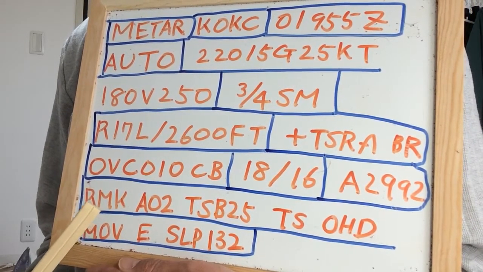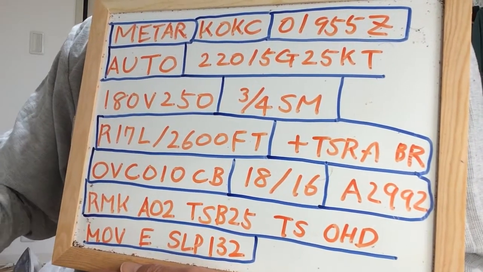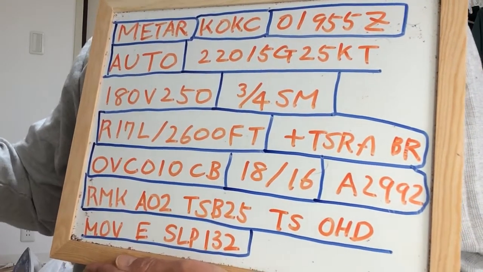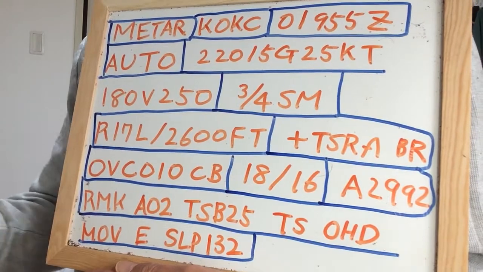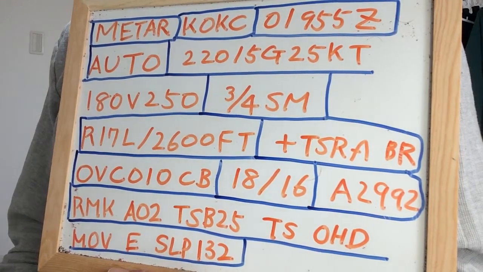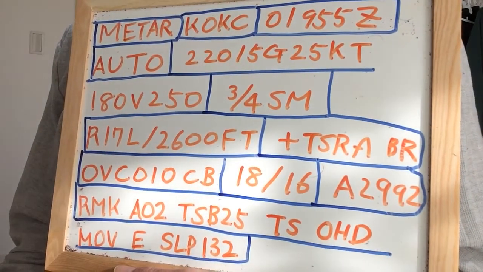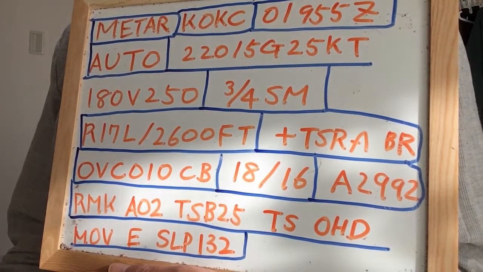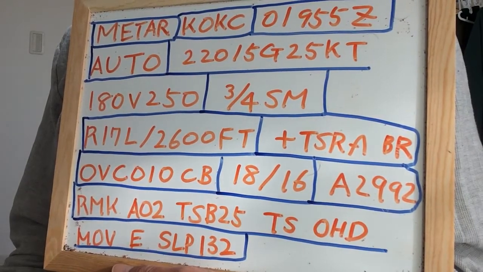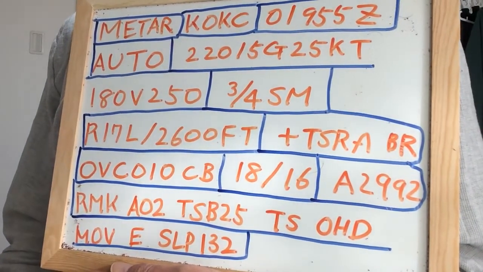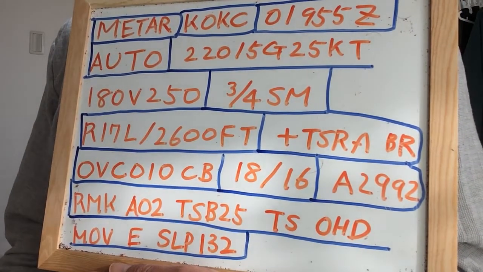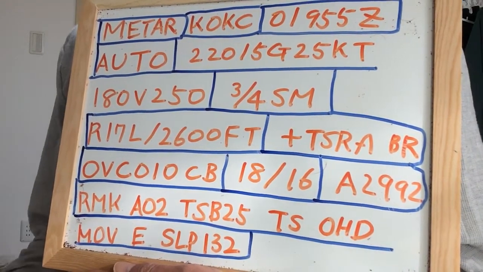Remarks, RMK. Remarks are included in METAR and SPECI when appropriate. Remarks are separated from the body of the report by the contraction RMK. When no remarks are necessary, the contraction RMK is not required.